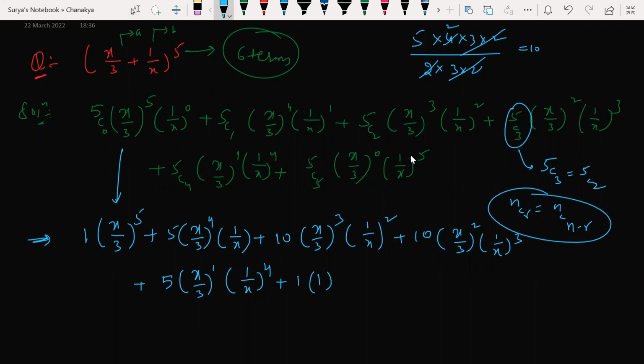So 5C1 into x by 3 to the power of 4 into 1 by x, plus 5C2 into x by 3 to the power of 3 into 1 by x square, plus 5C3, the answer is 10, x by 3 to the power of 2 into 1 by x to the power of 3. 5C4 is 5 into x by 3 to the power of 1 into 1 by x to the power of 4. 5C5 is 1, and 1 by x to the power of 5 as it is. Clear? So this is what I can write here.